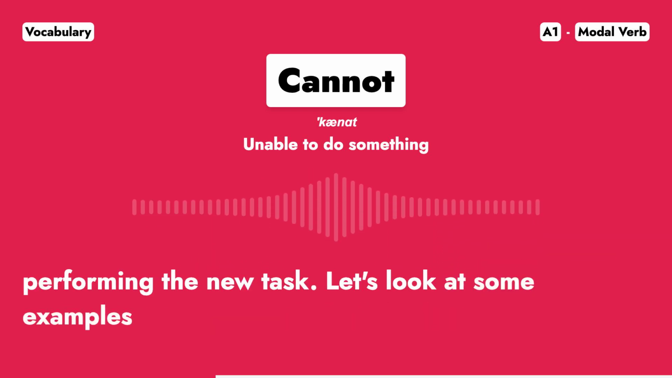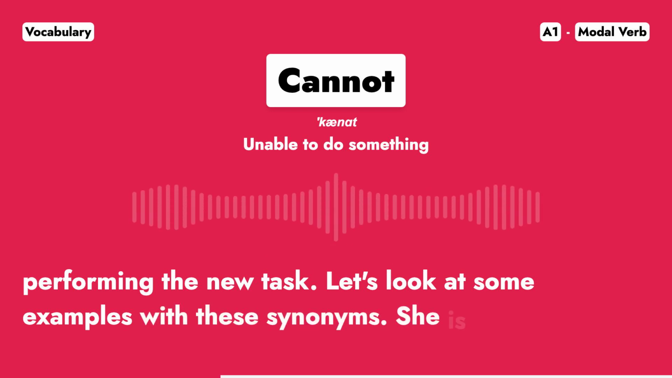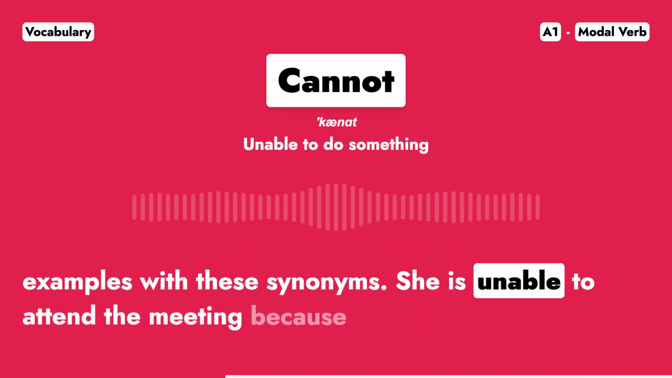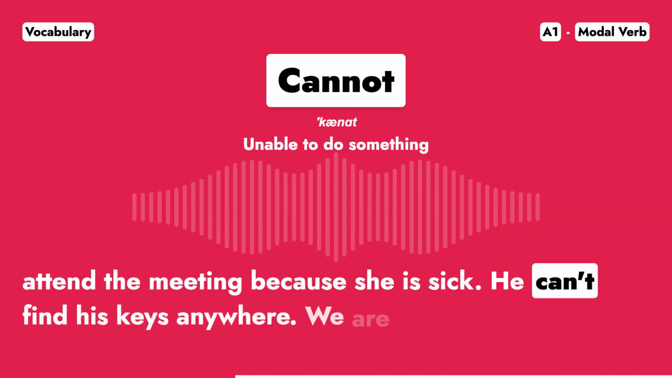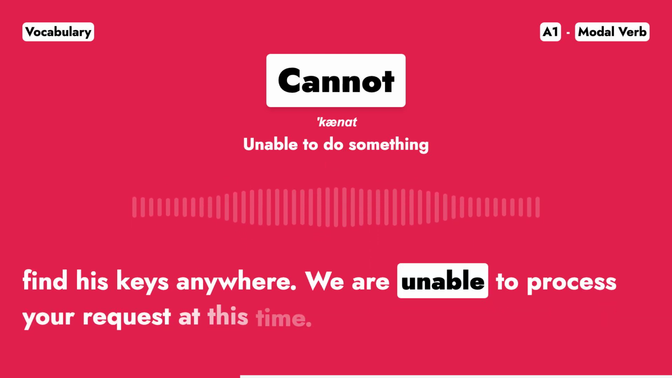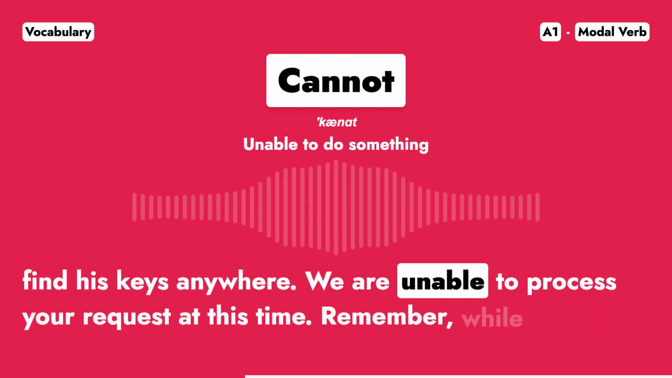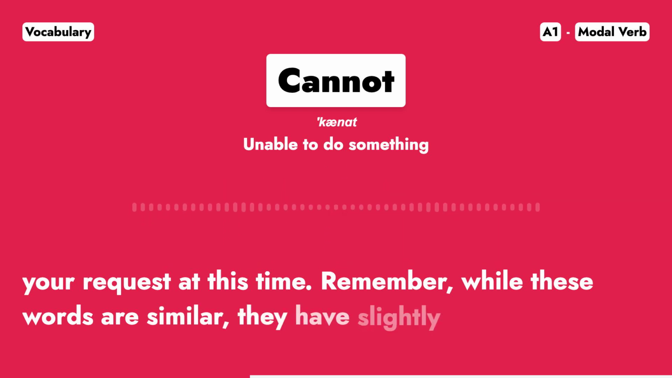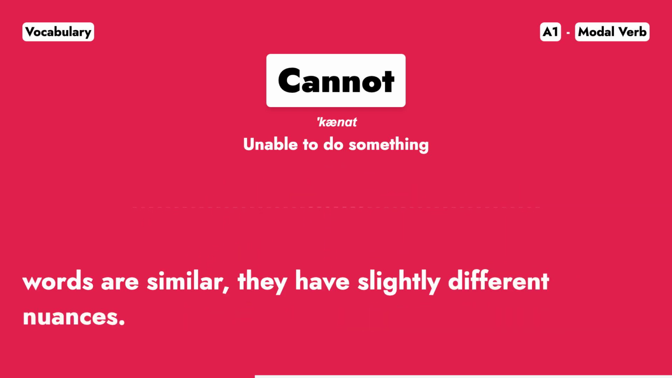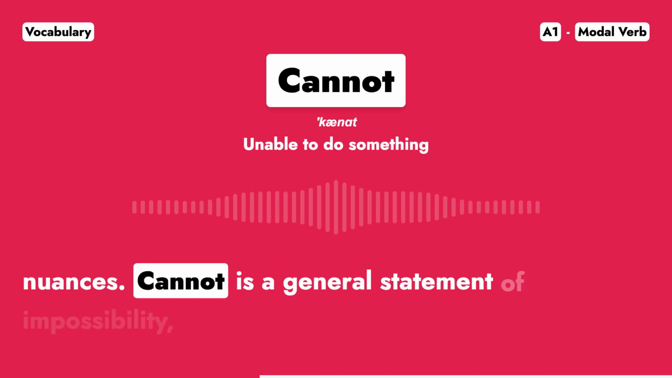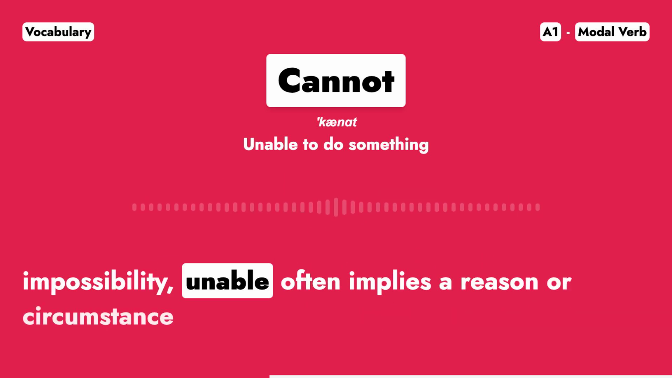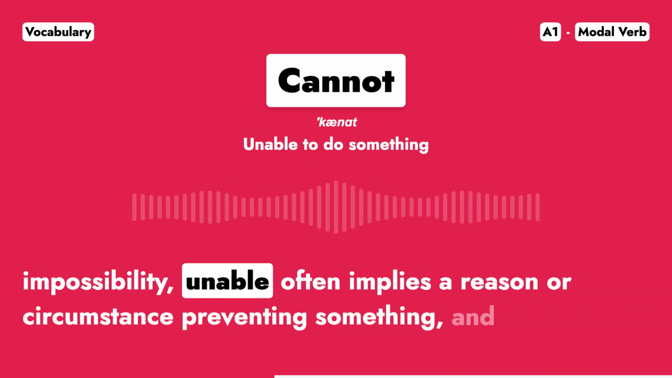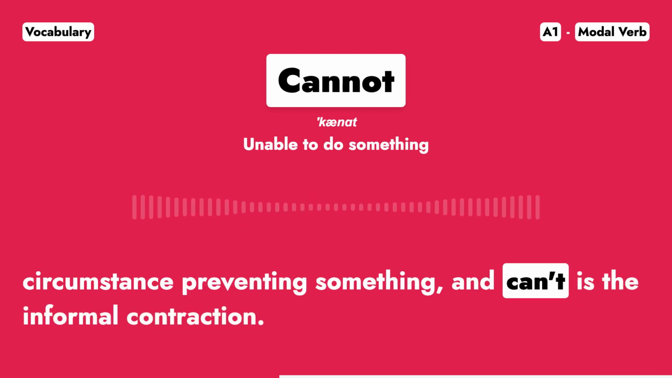Let's look at some examples with these synonyms. She is unable to attend the meeting because she is sick. He can't find his keys anywhere. We are unable to process your request at this time. Remember, while these words are similar, they have slightly different nuances. Cannot is a general statement of impossibility. Unable often implies a reason or circumstance preventing something, and can't is the informal contraction.